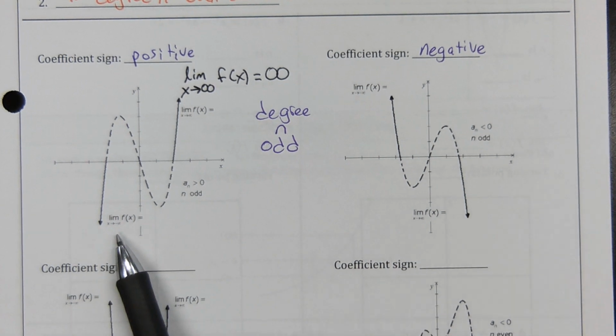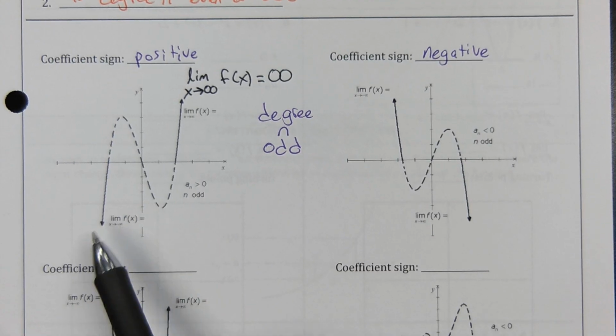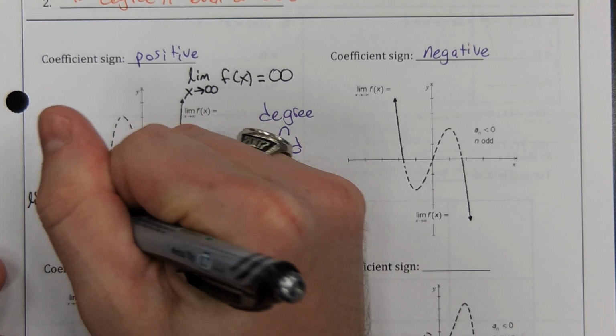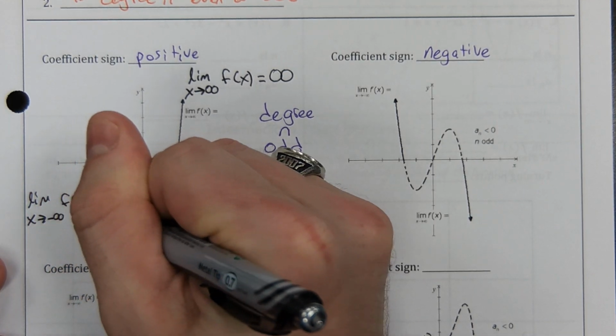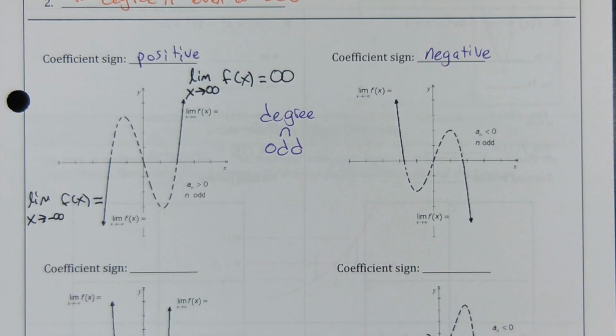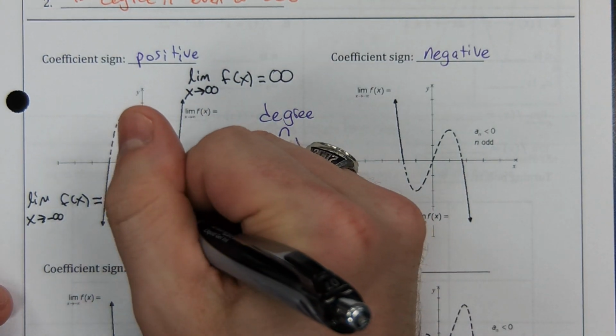And we can do it over here. This time I'm going left and down. So the limit as x approaches negative infinity of my y values is, and we said it's headed down, negative infinity.